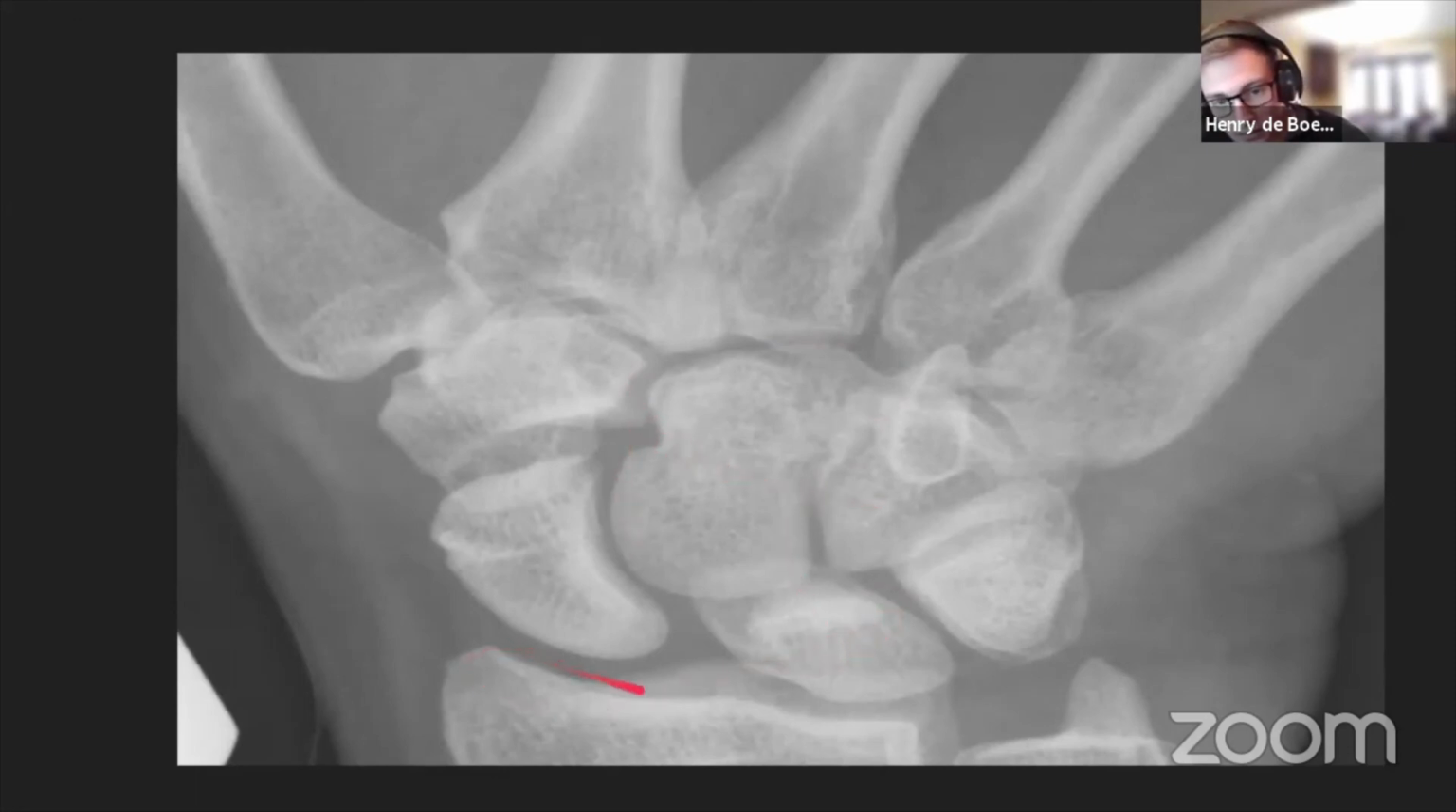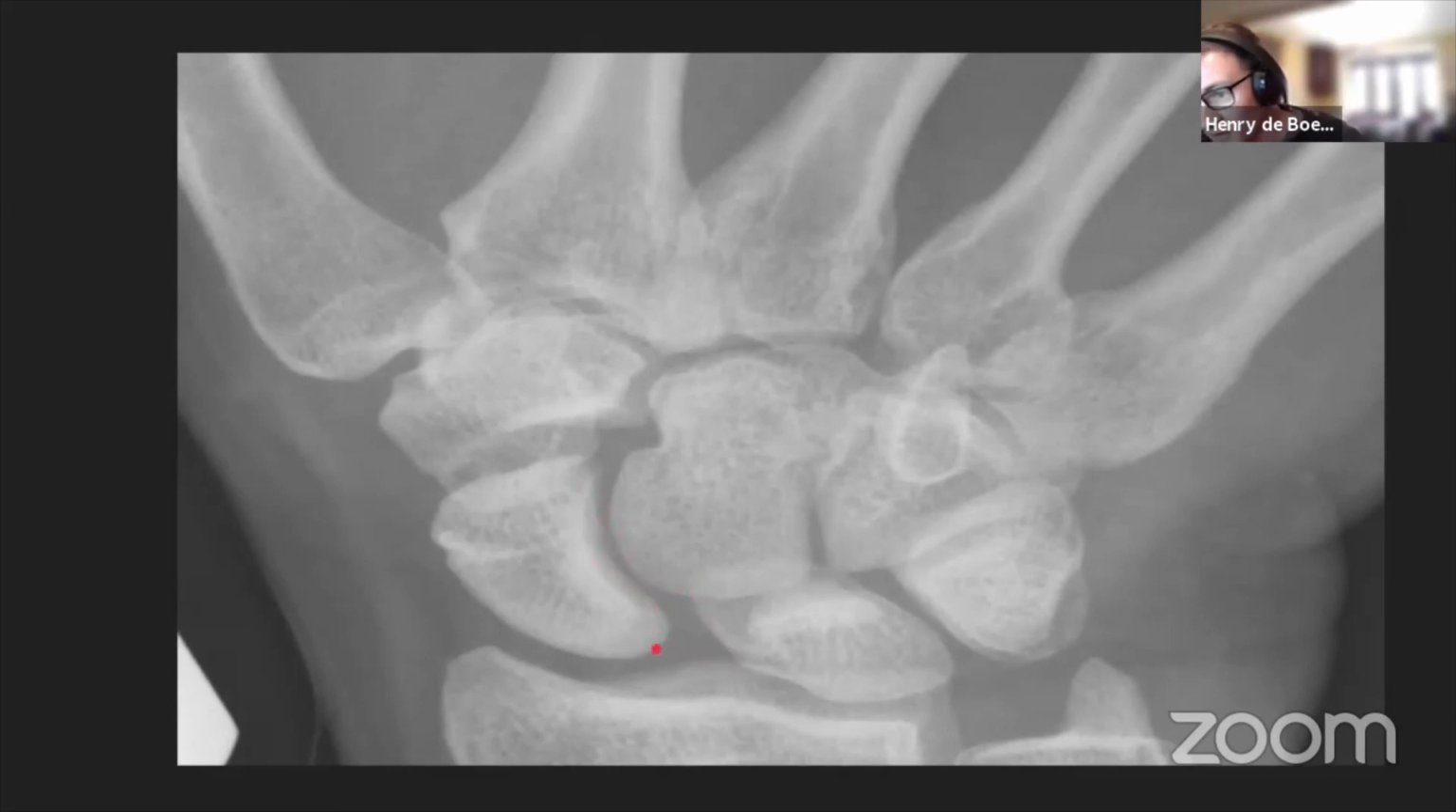And then let's look at the joint spaces. So this row looks okay. The middle row looks okay, and the distal space up here looks okay. And then between the carpal bones, this is wide. So that scapholunate interval is widened.